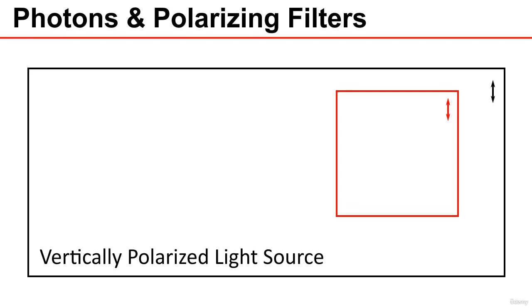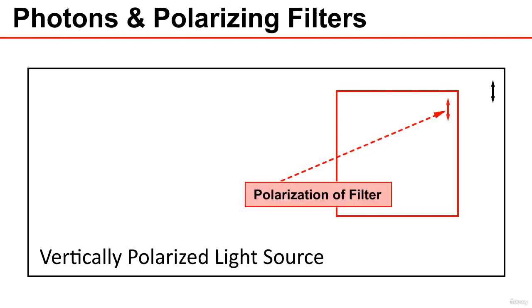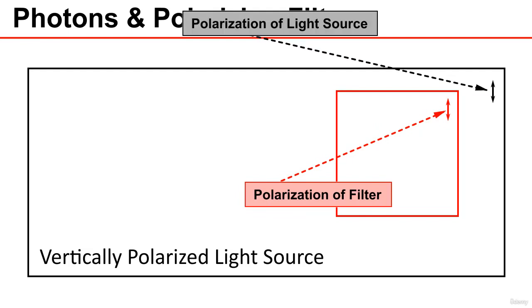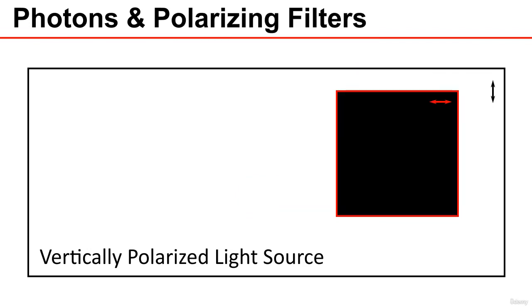There are two arrows you see in this picture. This inner arrow is the direction of polarization of the filter. The outer arrow here is the direction of polarization of the light source. Next, we replace the vertically polarizing filter with a horizontally polarizing filter. A horizontally polarizing filter is not made of some strange substance that is different from a vertically polarizing filter. They are both essentially the same. If we rotate the vertically polarizing filter by 90 degrees, we get a horizontally polarizing filter.